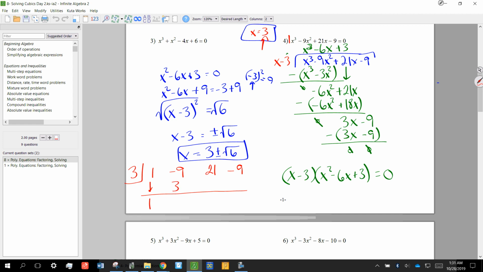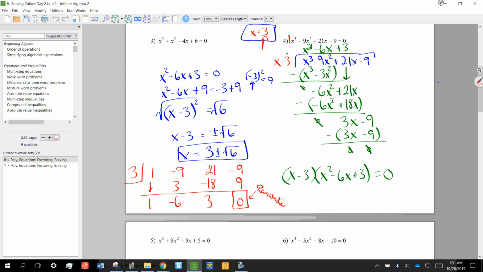3 times 1 is 3. We add that column, negative 6. 3 times negative 6 is negative 18. We add that column. That's 3. 3 times 3 is 9. We add that column. We get 0, and that's what we should have because that's our remainder. So it's a factor if the remainder is 0.